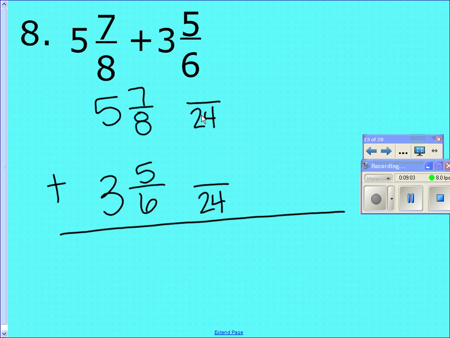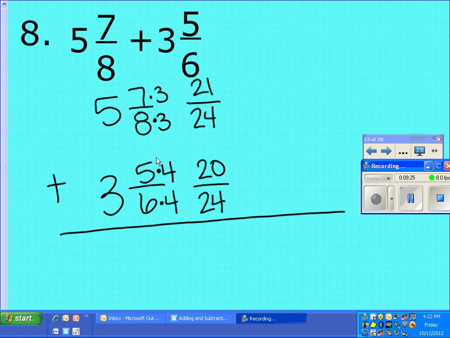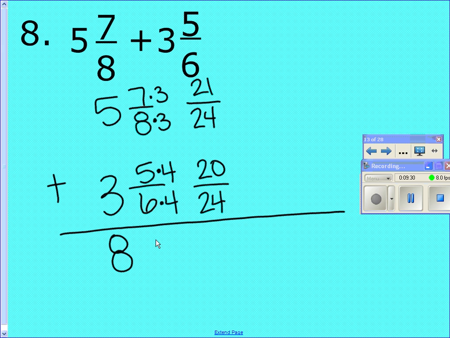To get from 8 to 24, what did we do? We multiplied by 3. Remember, whatever you do to the bottom, you have to do to the top. Okay? So, what do we do with the 6 to get to 24? You multiplied by 4. Whatever you do to the bottom, you have to do to the top. 5 times 4 is 20. Okay, so now we can add. 5 plus 3 is 8. 21 plus 20 is 41 over 24 to keep the same denominator.